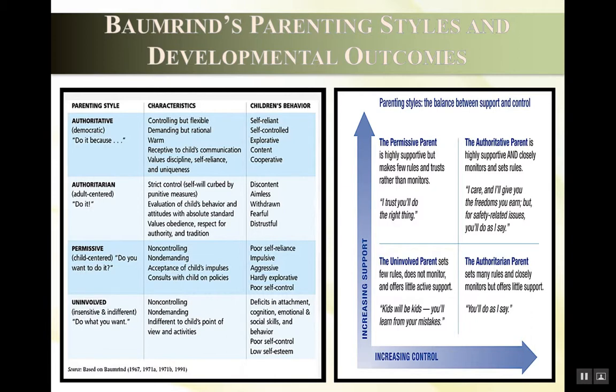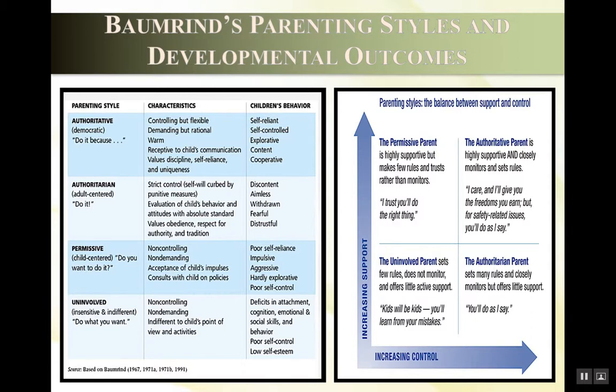Authoritarian, on the other hand, is do it because I said so. Just do it. They have strict control. They evaluate a child's behavior based on absolute standards: you will get A's, you will do this, or this will happen. They value obedience, respect for authority, and tradition. You do it because I said.